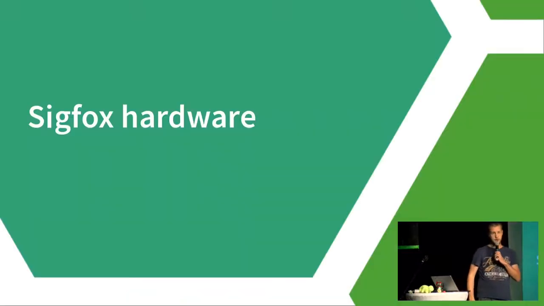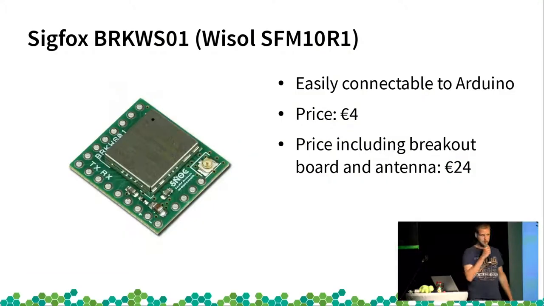Now, the Sigfox hardware, that's the part which communicates with the network. There are a couple of different hardwares and new hardwares coming to the market recently. I chose two to show you how they look. The first one is something which is usually used with Arduino or something with the same interface. The price is pretty low. The chip itself costs €4, and if you want it with a breakout board, you have to pay €24. But of course, if you build something on top of that, you're fine just with the chip.